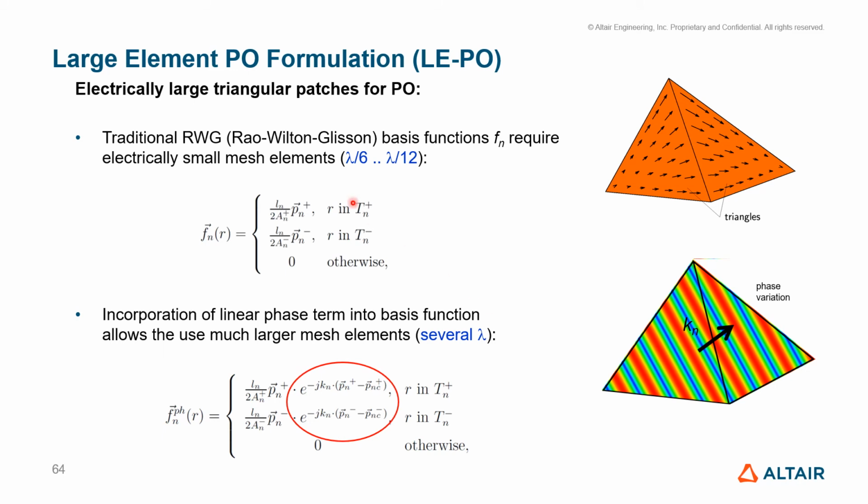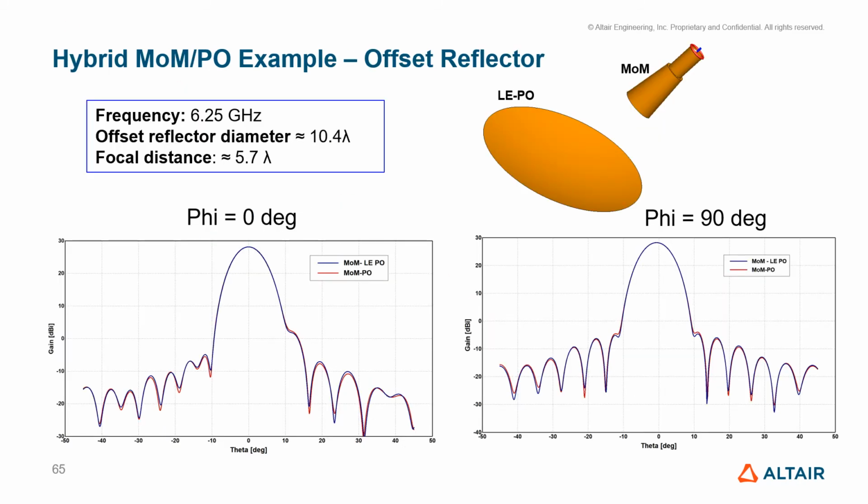So we took the same offset reflector problem as we have seen before, applied the large element physical optics to the reflector surface and method of moments to the feed horn. You can see that both methods, the large element physical optics as well as regular physical optics, give almost exactly the same answer. So you can use large element physical optics where it's applicable instead of the regular physical optics.